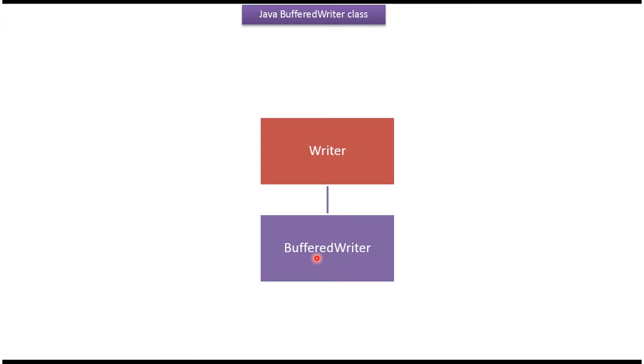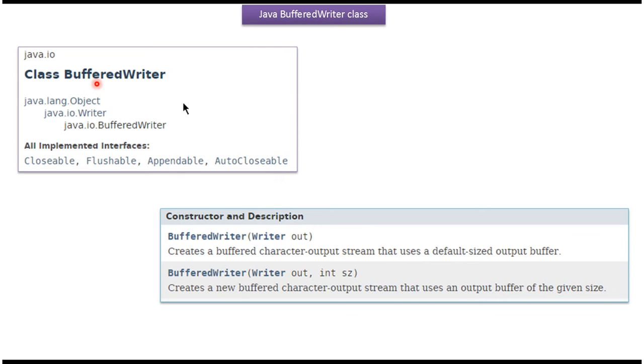The superclass of the BufferedWriter class is the Writer class. The BufferedWriter class belongs to the java.io package. The superclass of the Writer class is Object. The BufferedWriter class implements the Closeable, Flushable, Appendable, and AutoCloseable interfaces.